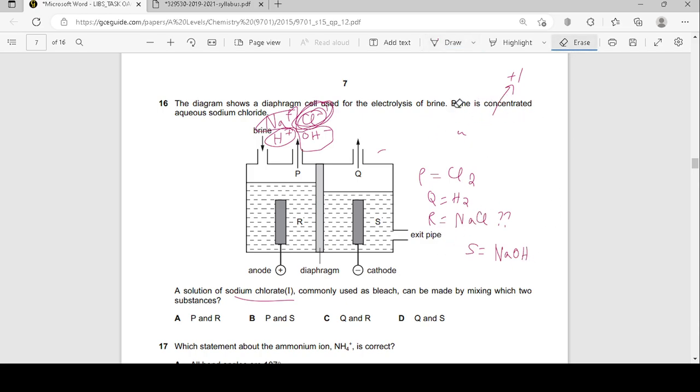Now, what can I make sodium chlorate(I) using? P and R, CO2 and NaCl? That's really random, probably not. Q and R, no. It's definitely going to be NaOH and CO2, as I remember. So that's P and S. I find it hard to remember the inorganic reactions, but I should revise them.